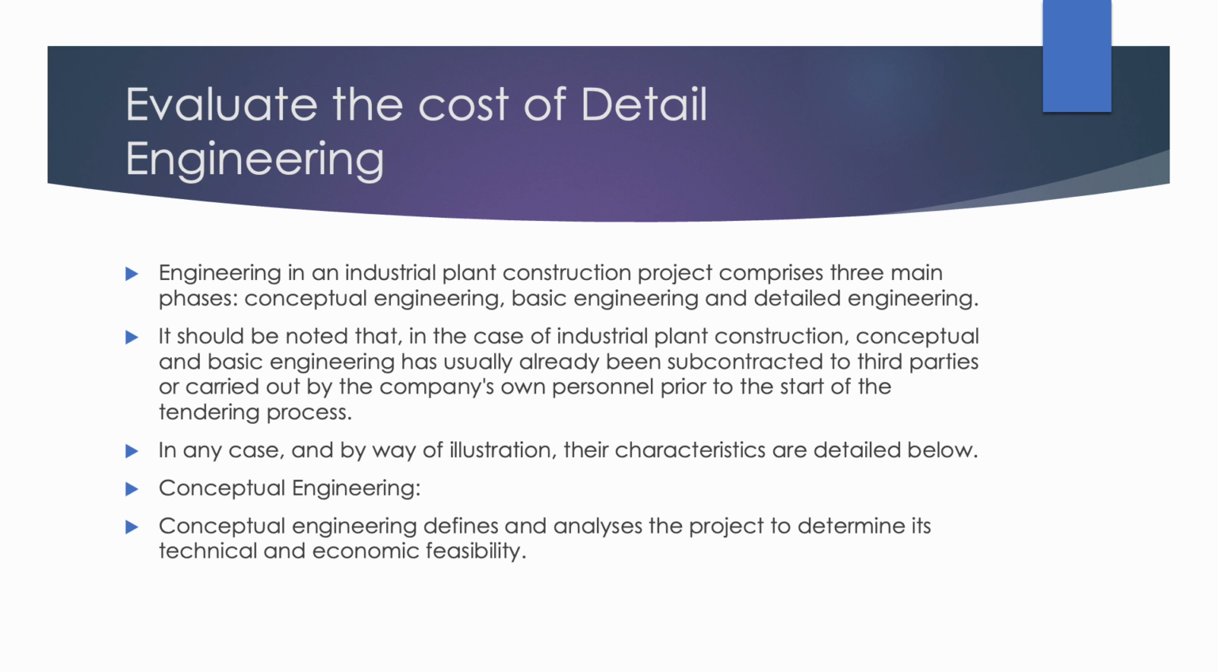Evaluate the cost of detail engineering. Engineering in an industrial plant construction project comprises 3 main phases: conceptual engineering, basic engineering, and detailed engineering. It should be noted that, in the case of industrial plant construction, conceptual and basic engineering has usually already been subcontracted to third parties or carried out by the company's own personnel prior to the start of the tendering process. In any case, and by way of illustration, their characteristics are detailed below.